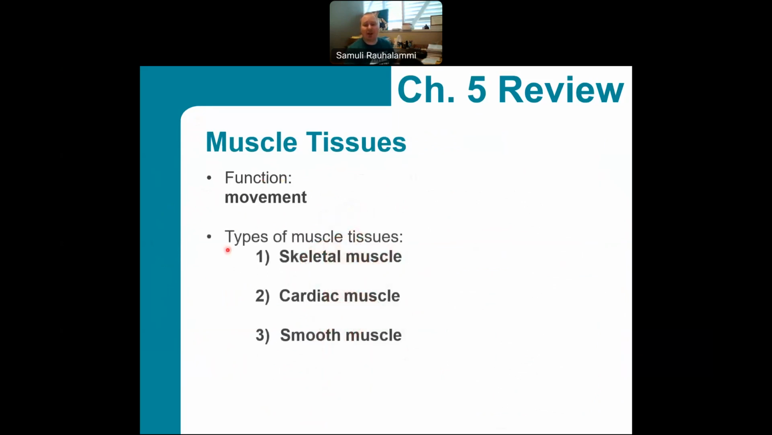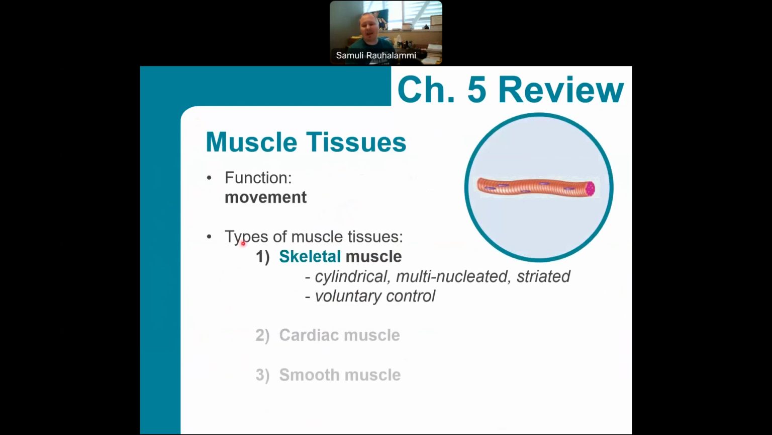Like I mentioned, there are three types of muscle tissues: skeletal muscles, cardiac muscles, and smooth muscles. I believe that next I have a review of each of these, and we'll have a look at an individual cell of these different types of muscle tissues. And remember, there would be lots of these cells forming the tissue.